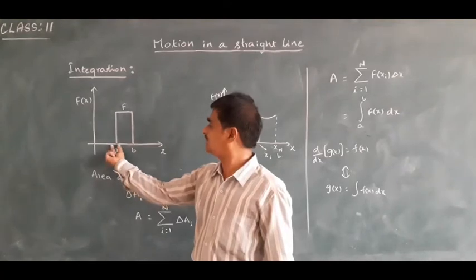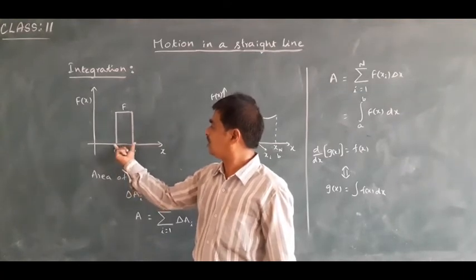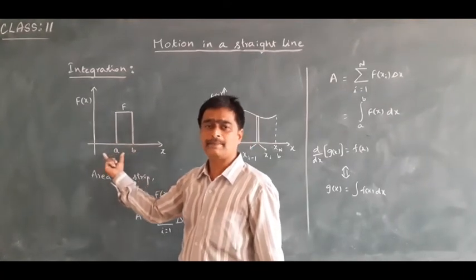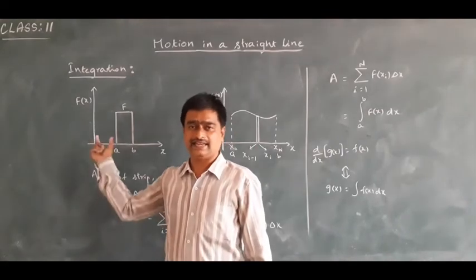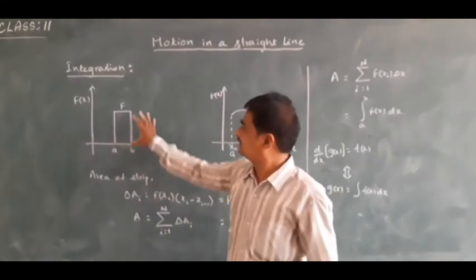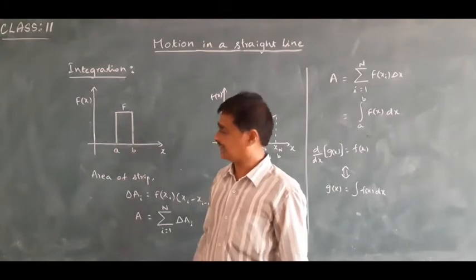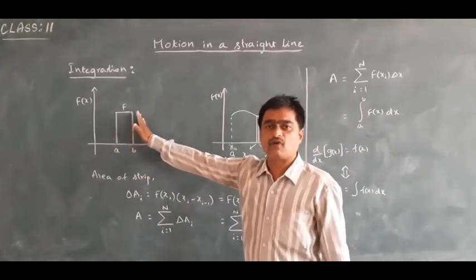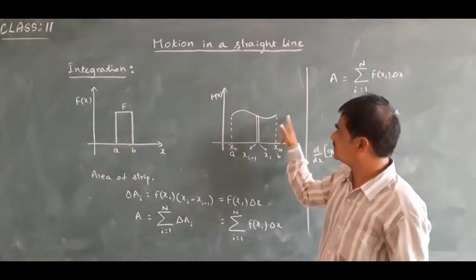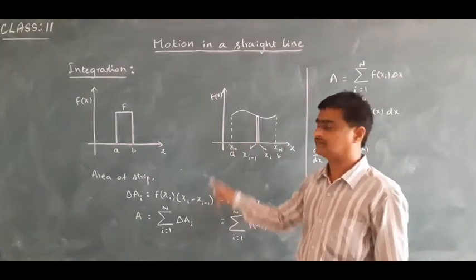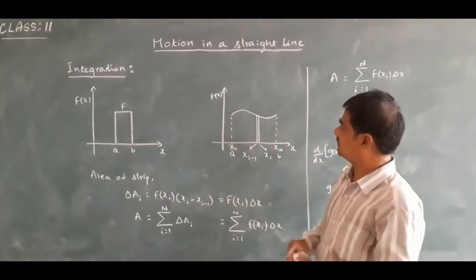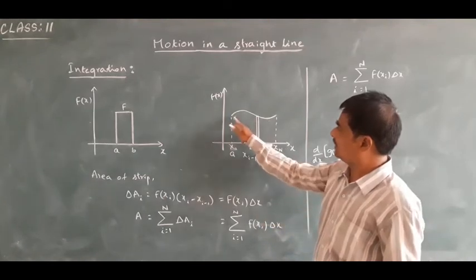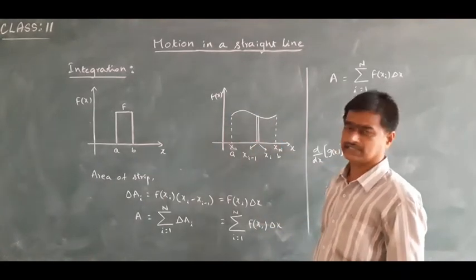If we have vertical lines from A to B, all those lines are going to sum up as an area. That area is given by this one into this one. Then we apply this type of concept to a continuously changing function like this. This is a function f of x. Now it is continuously changing.